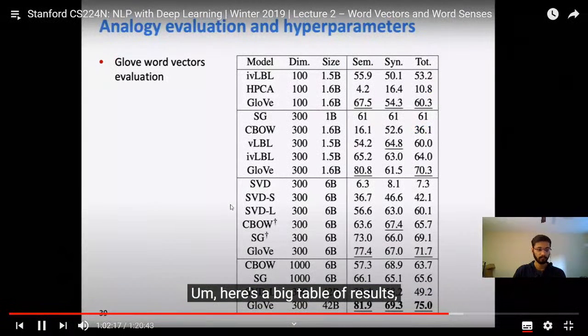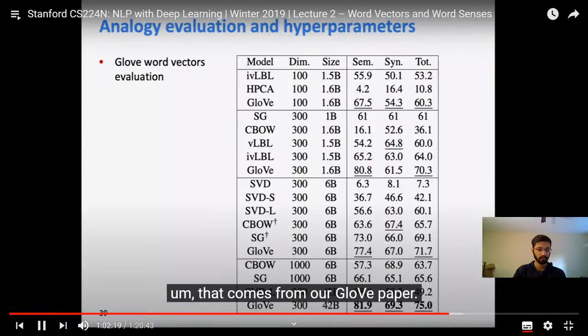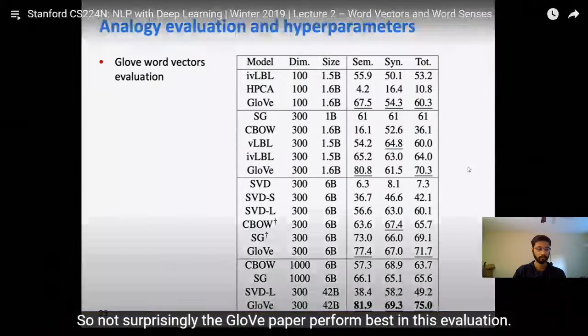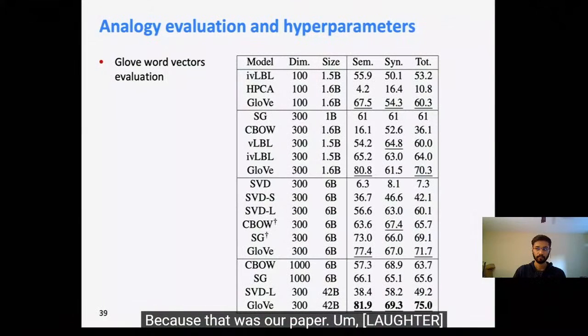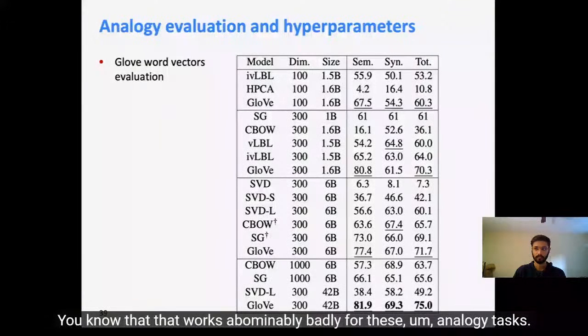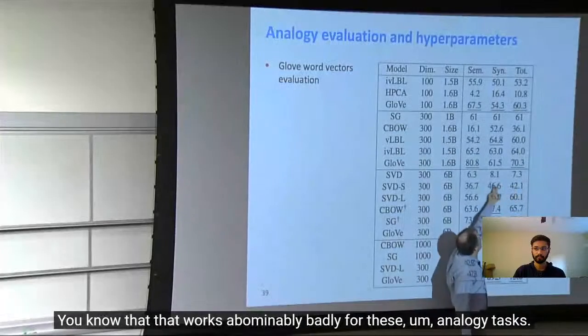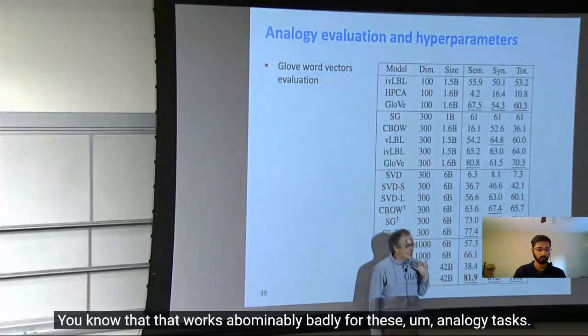Here's a big table of results that comes from our GloVe paper. Not surprisingly, the GloVe paper performed best in this evaluation because it was our paper. But perhaps the thing to start to notice is, if you just do a plain SVD on counts, that works abominably badly for these analogy tasks.